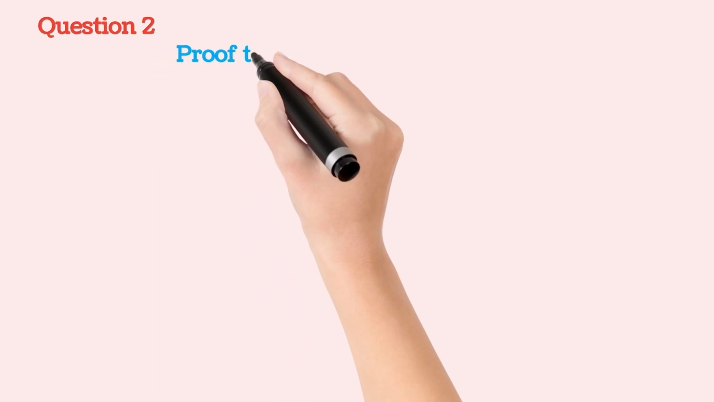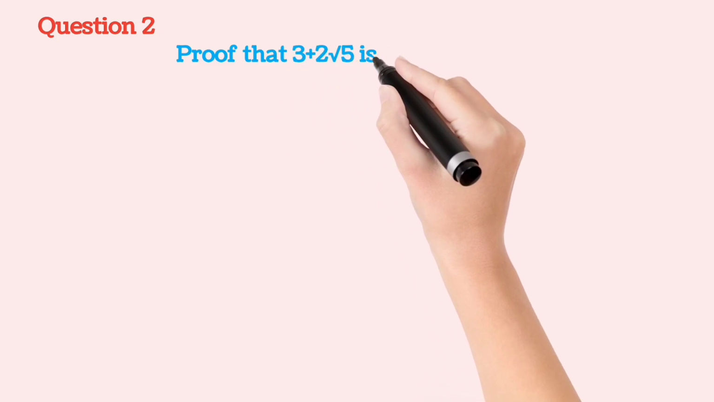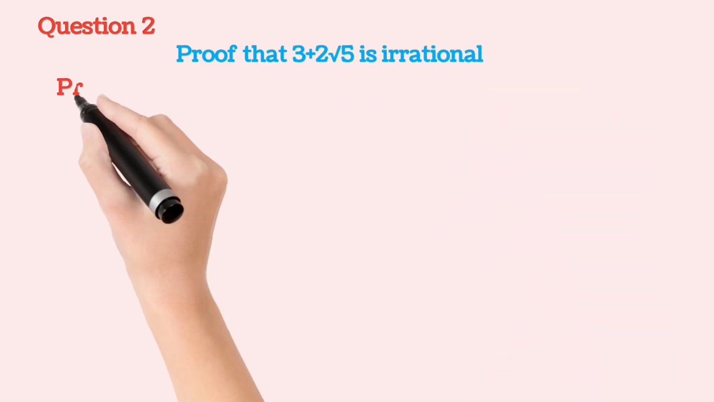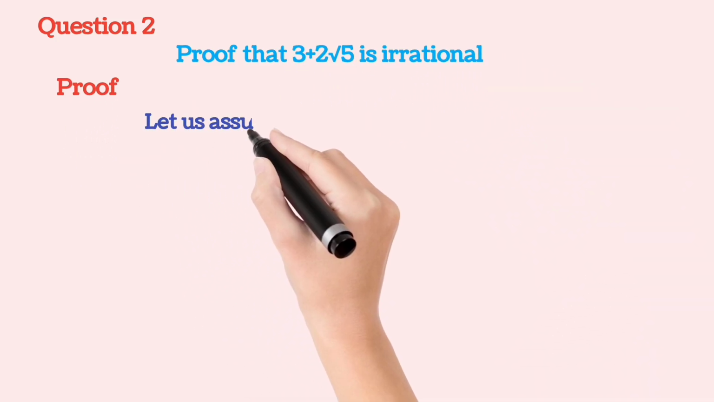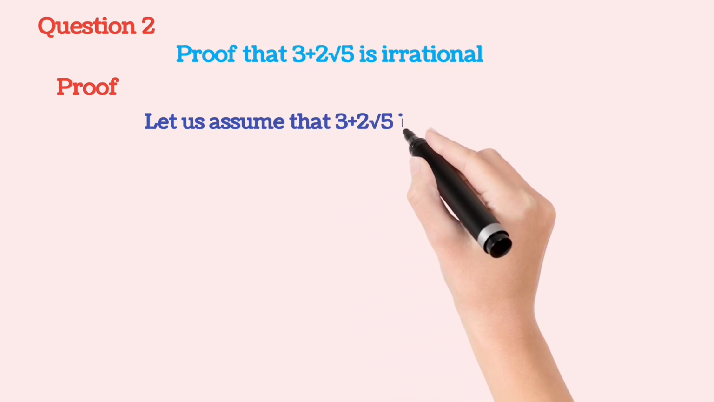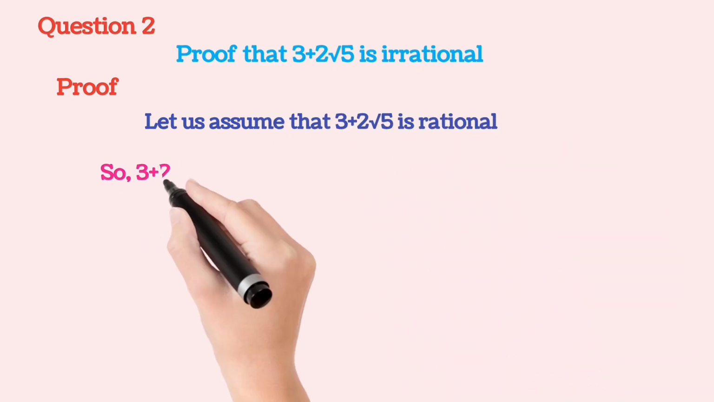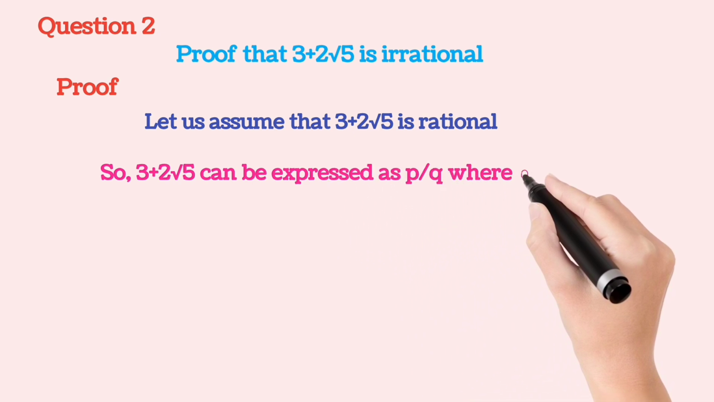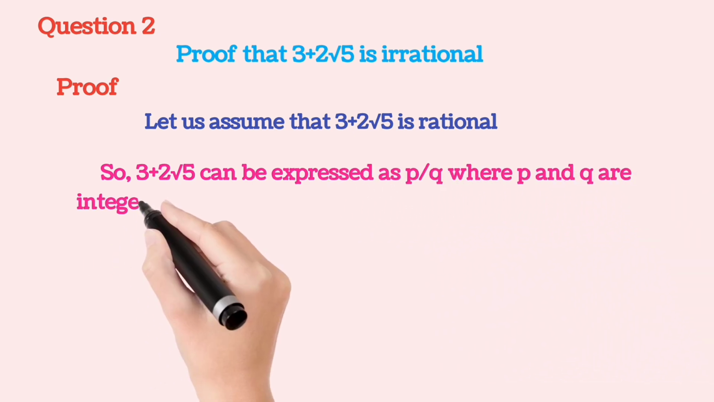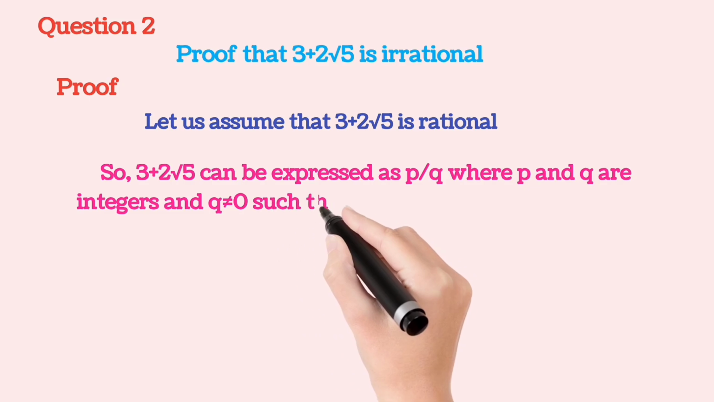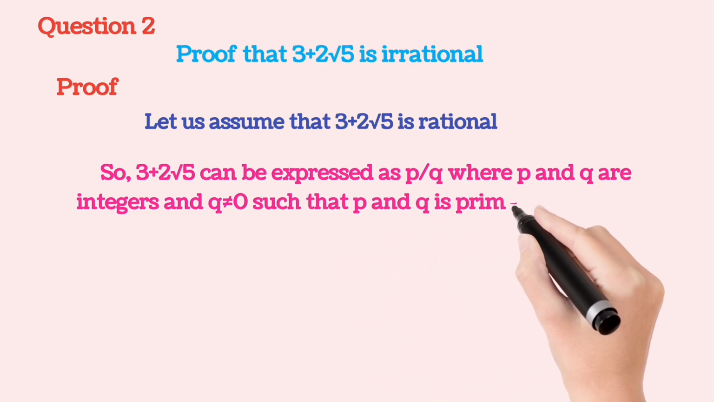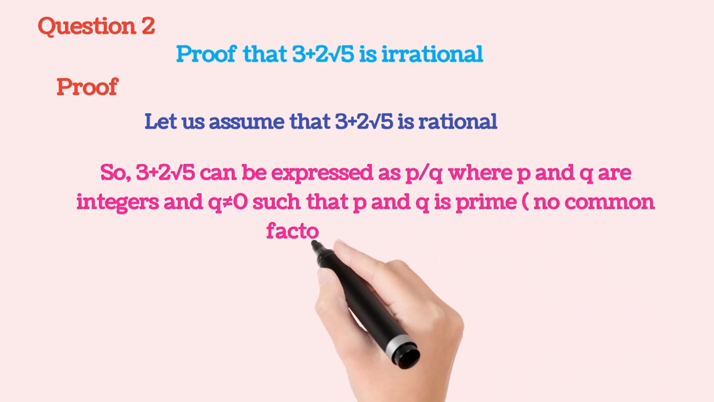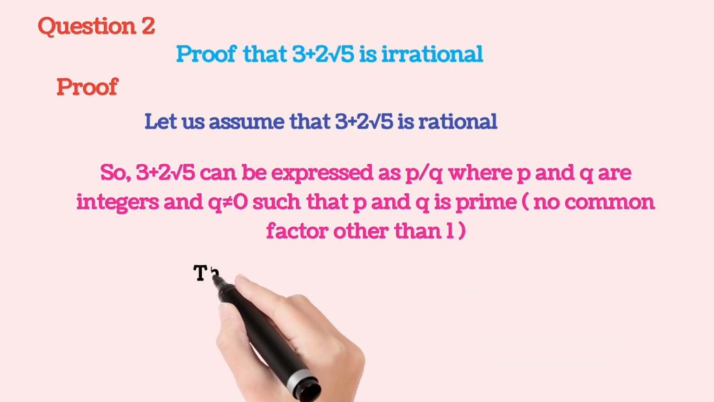Question 2. Prove that 3 plus 2 root 5 is irrational. Proof. Let us assume 3 plus 2 root 5 is rational. So 3 plus 2 root 5 can be expressed as p by q, where p and q are integers and q not equal to 0, such that p and q are co-prime, no common factor other than 1.